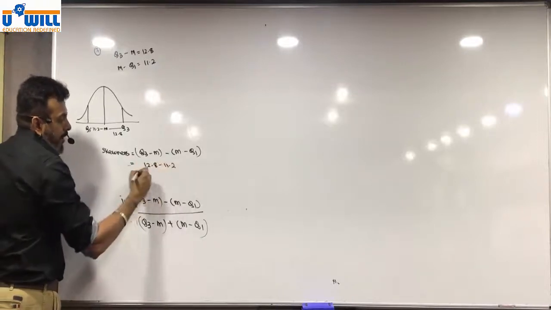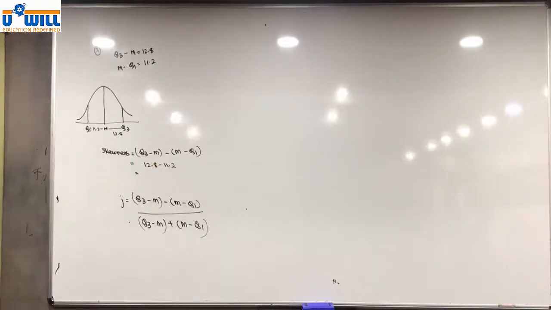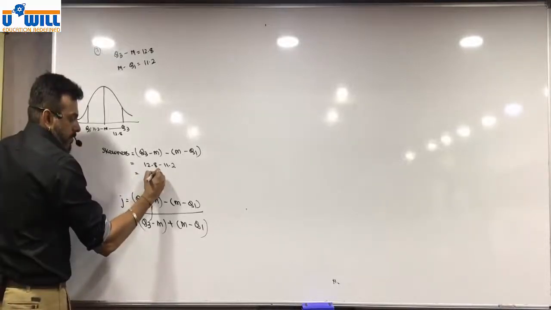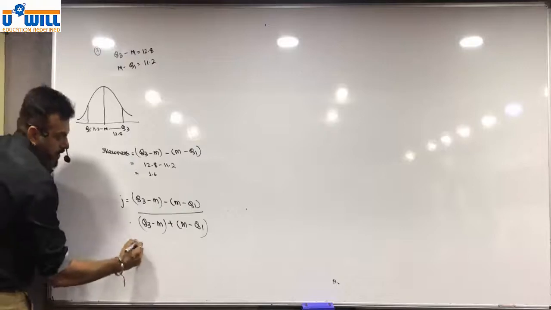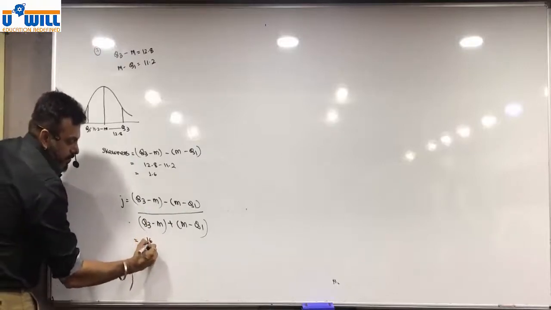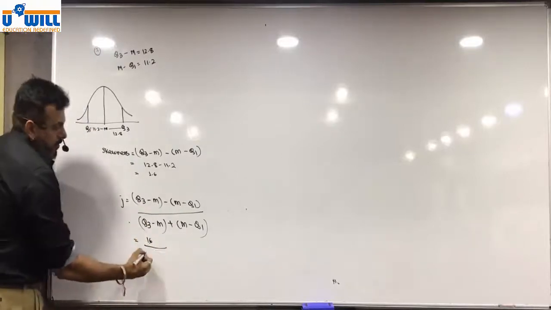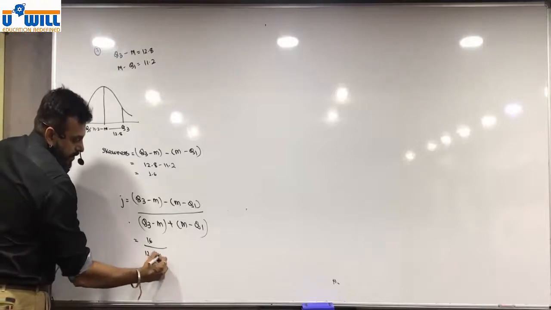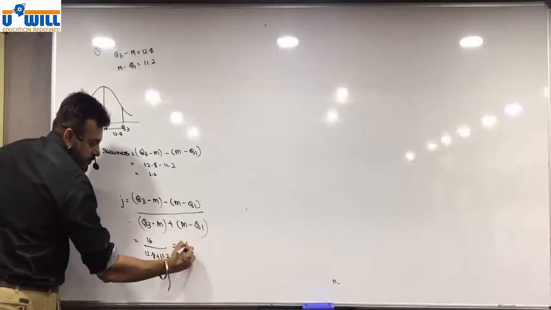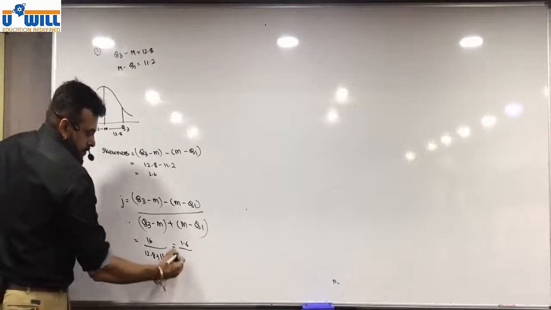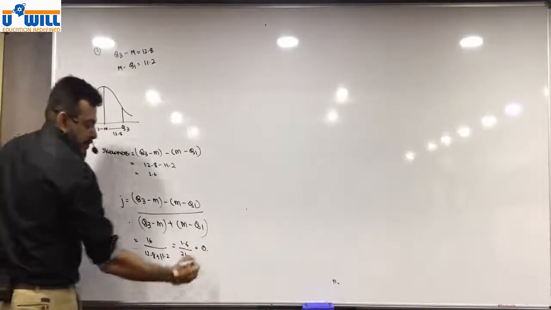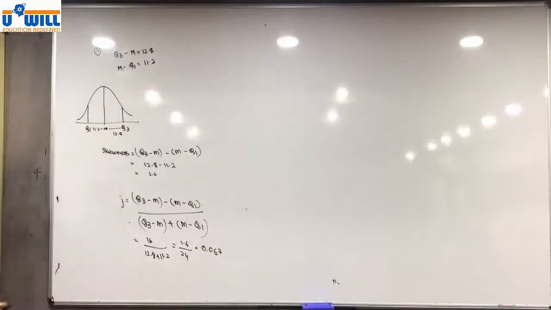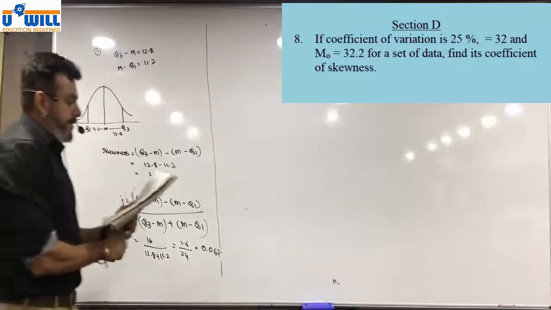12.8 minus 11.2 is 1.6. Skewness is 1.6. And over here, directly we have the numerator 1.6 upon 12.8 plus 11.2, which is equal to 1.6 upon 24, which is equal to 0.067.